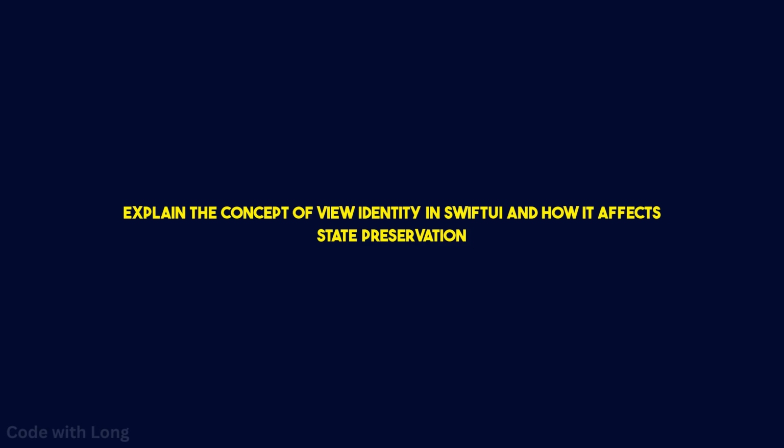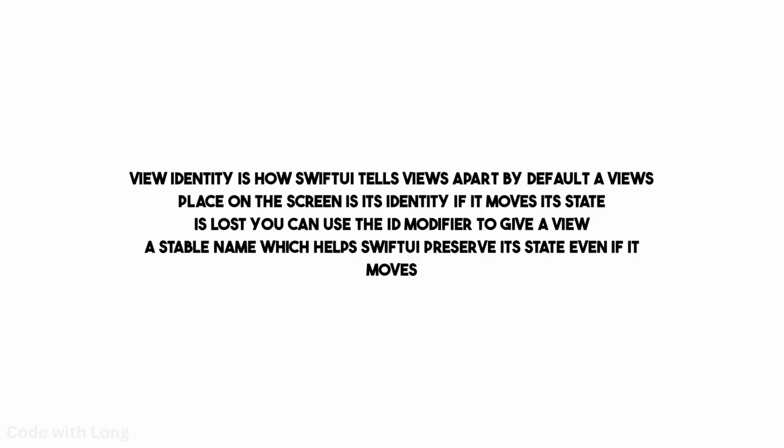Explain the concept of view identity in SwiftUI and how it affects state preservation. View identity is how SwiftUI tells views apart. By default, a view's place on the screen is its identity. If it moves, its state is lost. You can use the id modifier to give a view a stable name, which helps SwiftUI preserve its state even if it moves.